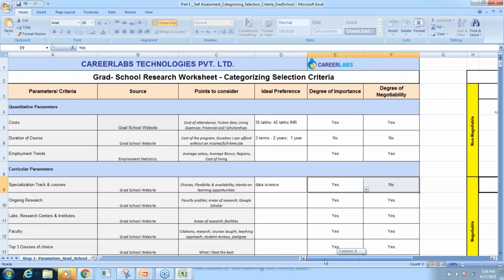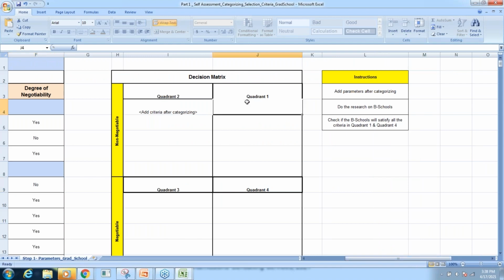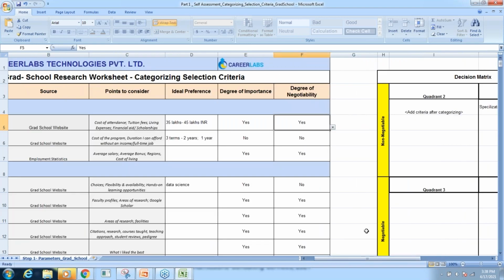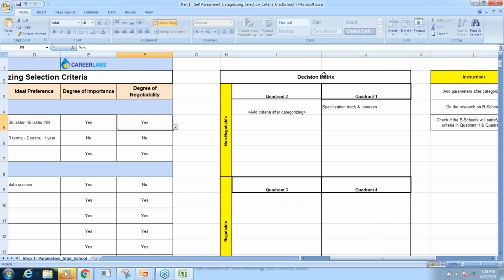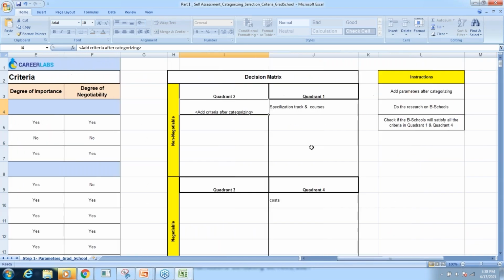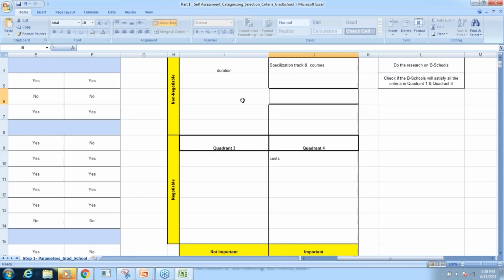So what is that factor? The factor is the specialization track and courses. That is one of the factors here. Similarly, this is an important parameter and it is negotiable. It is important, but it's negotiable, so it comes here. Then this is not important, not negotiable, so it comes here. This is basically the duration, I guess, and so on and so forth. So you guys start filling out the quadrants accordingly.